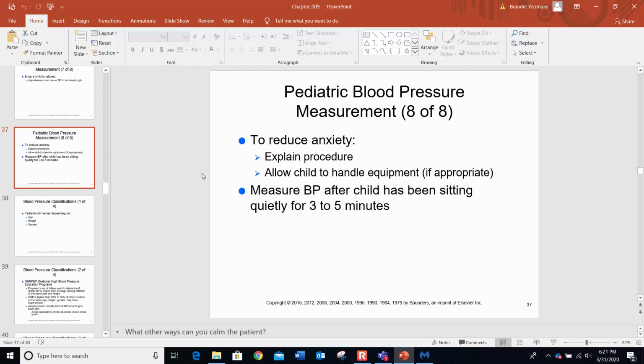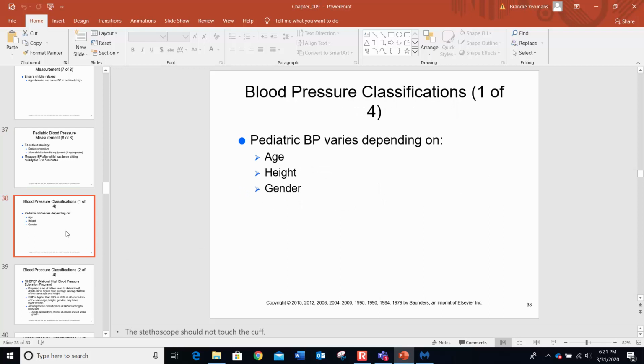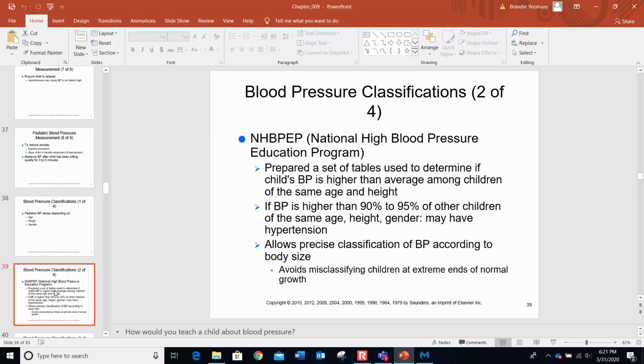Okay? So again, it tells you to reduce the anxiety, explain things to your patient, let them have something to play with. And then of course it brings out the point, just like we do with adults, make sure you assess that blood pressure after they've been sitting still and quietly for about 5 minutes. Okay? So their blood pressure is going to vary depending on their age, height, and gender, just like with adults. Male and female is a little different.